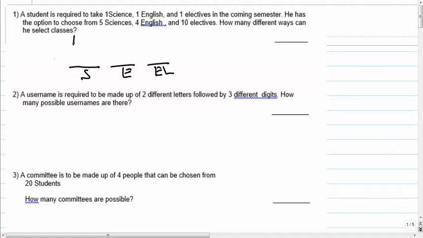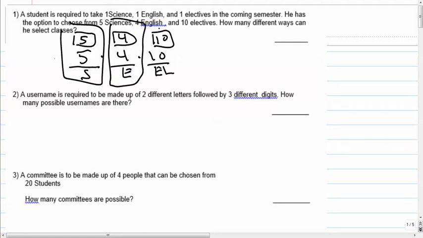Where are they coming from? 5 sciences, 4 Englishes, 10 electives. I start picking. Since I'm only picking 1 from each group, I don't care about replacement. So 5 times 4 times 10. Since I am only picking 1 from each group, we don't care about order. Remember, replacement and order are group specific. I am working with 3 separate groups here. So 5 times 4 times 10 is 200.